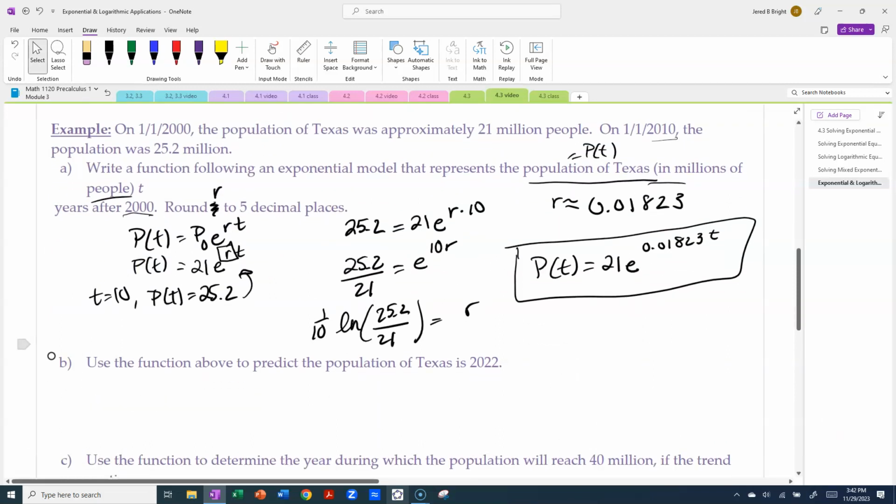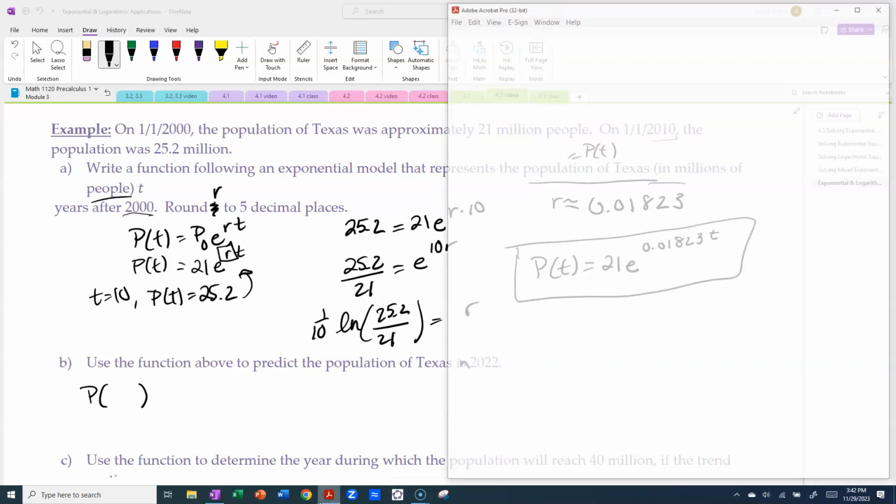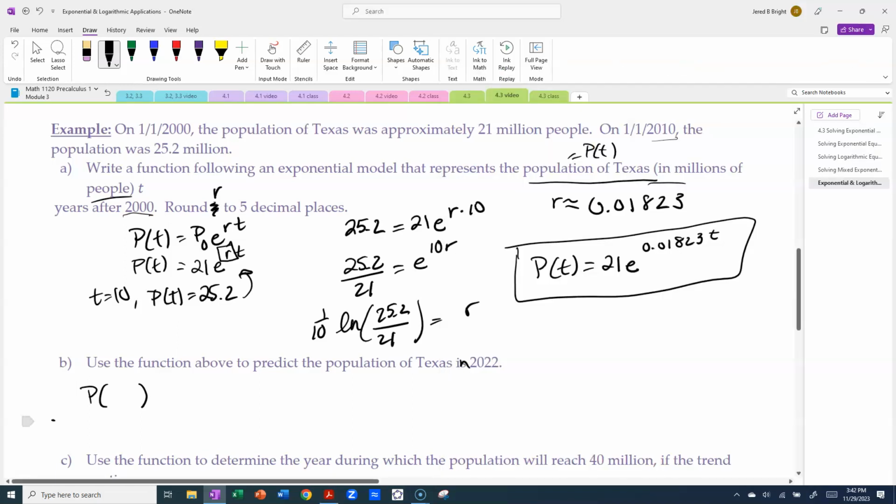So, part B, it says use the function above to predict the population of Texas in 2022. So this would be P of a number. Wait, 2022. Oh, yeah. Okay, so that's time, right? Time in years after 2000. So that would be 22 years after year 2000, P of 22 is equal to 21 e to the 0.01823 times 22. Now when you put this into your calculator, make sure that exponent's completely in parentheses.